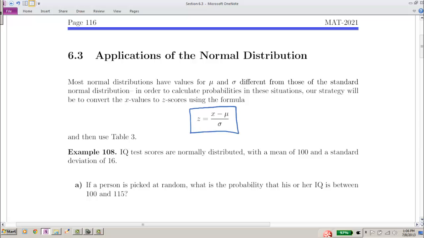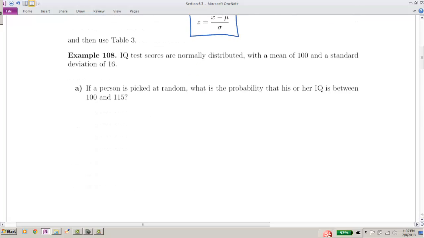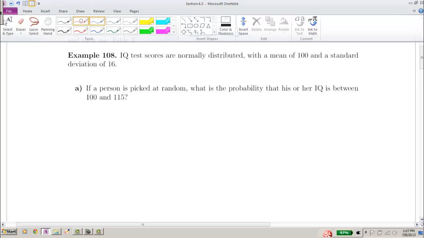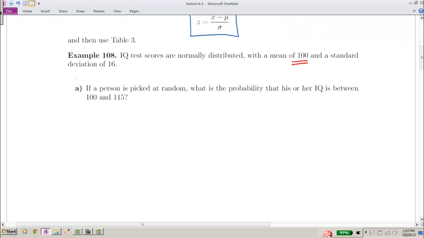So in example 108, we're working with IQ test scores. They're normally distributed with a mean of 100, and the standard deviation is 16. So we know that mu is 100 and sigma is 16. And they've asked the question, if a person's picked at random, what's the probability that his or her IQ is between 100 and 115?